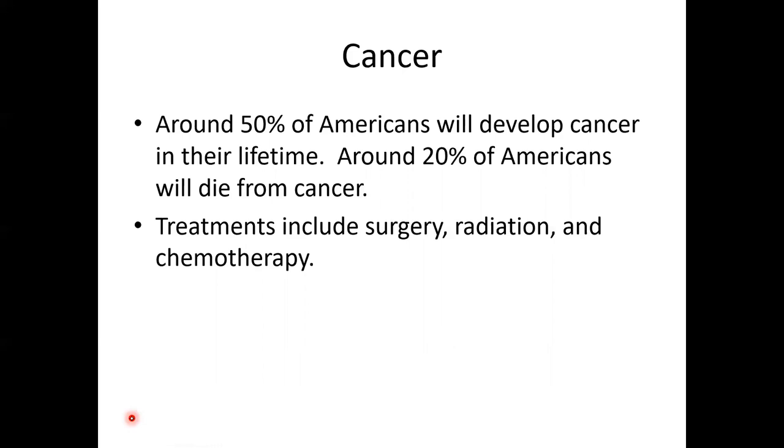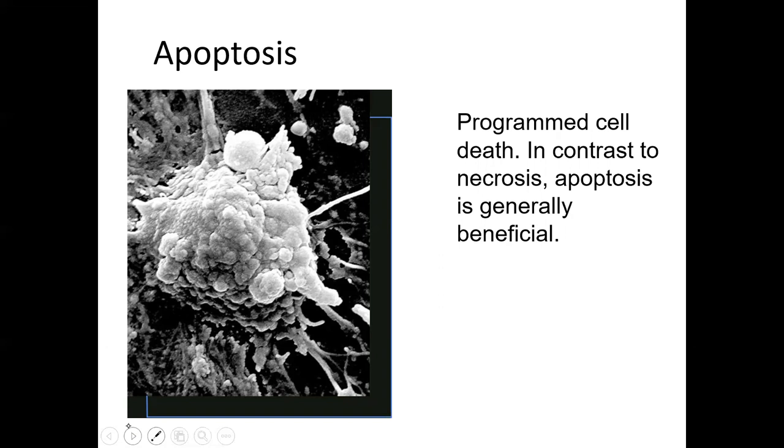What should happen is those cells should die. Programmed cellular death is apoptosis. This is not to be confused with necrosis. Apoptosis is supposed to happen. The cells are old, the cells are worthless, the cells die, and they are replaced, or they're not.